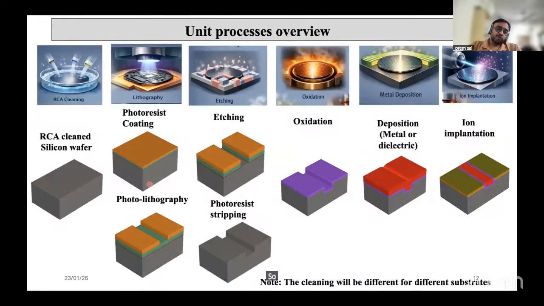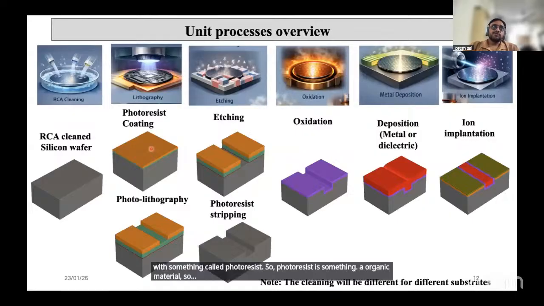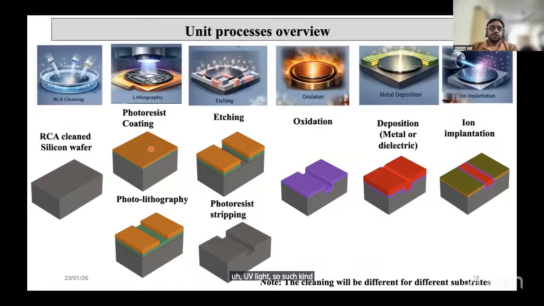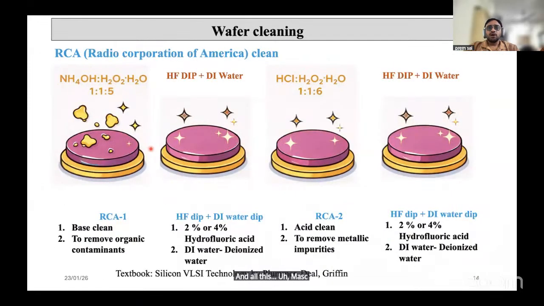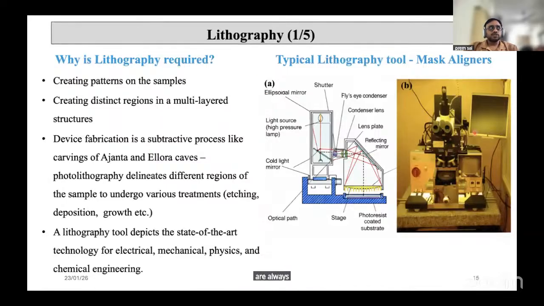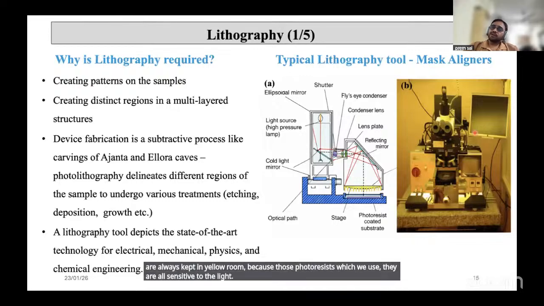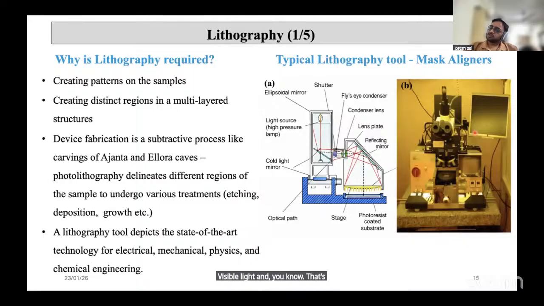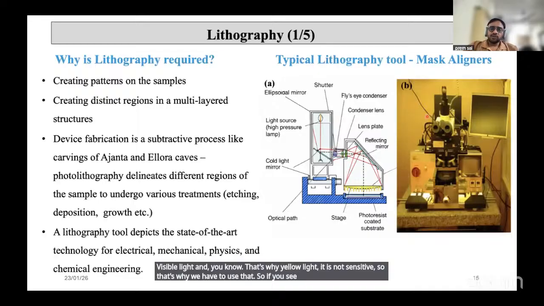Before performing any lithography, you need to spin coat with something called photoresist. Photoresist is an organic material which is very sensitive to the UV light. I'll talk about that later. And all these mask aligner tools are always kept in a yellow room, because the photoresists which we use are all sensitive to visible light, and that's why yellow light is used, it is not sensitive. So if you see, the background is all yellow, right?